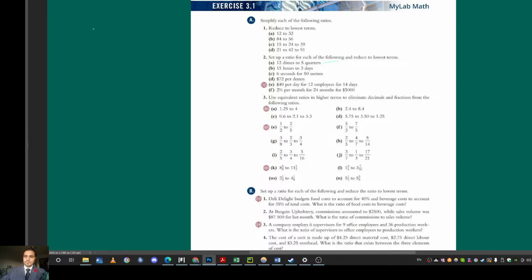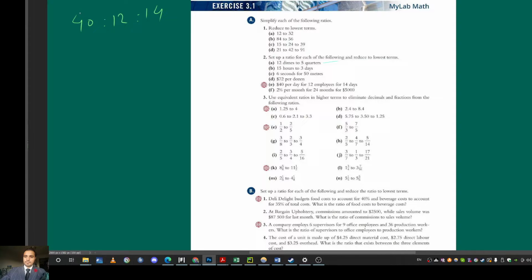72 per dozen. That's dollars per dozen. That's also a rate. So 72 ratio a dozen. A dozen is 12. So for $72 spent, you get a dozen eggs or a dozen idiots. I don't know. It's $40 per day for 12 employees for 14 days. So that would be 40 ratio 12 ratio 14, right?